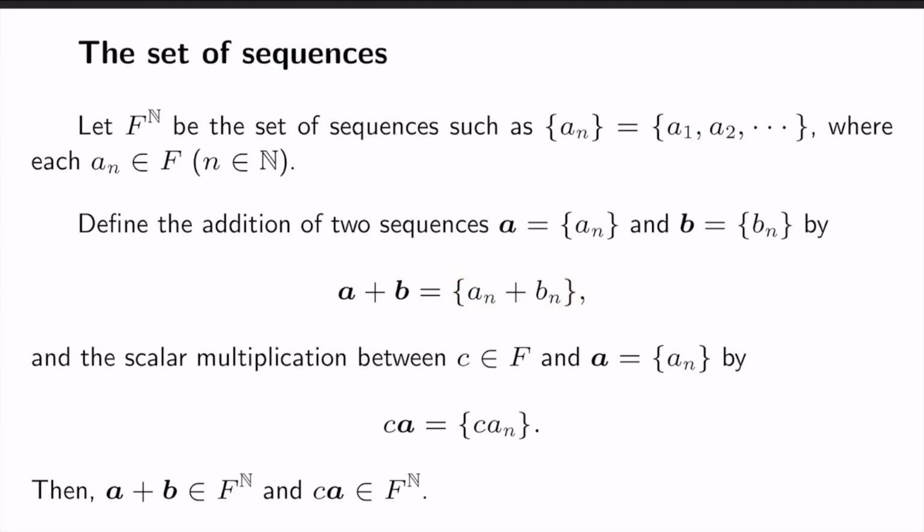And scalar multiplication is defined similarly. So let c be any field element, c a constant and a a sequence. So ca is a new sequence defined by this thing. So in this way, we can define addition and scalar multiplication, and you can show that these operations satisfy all the axioms of the vector space.